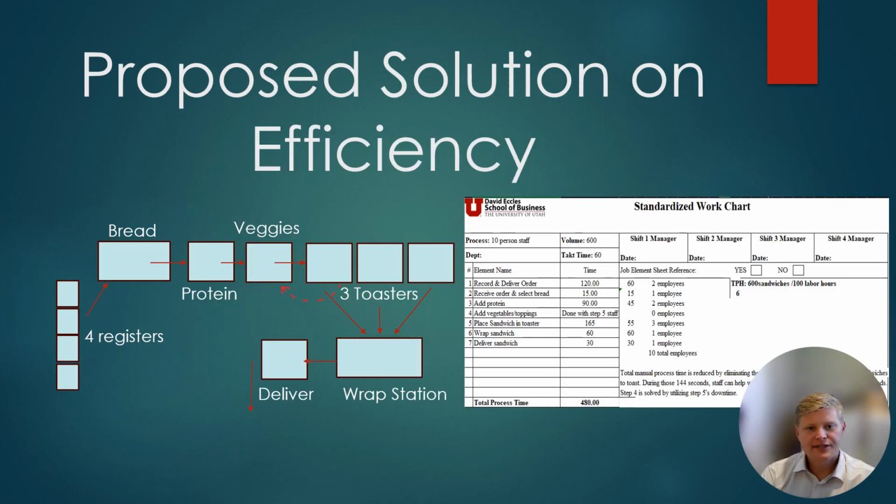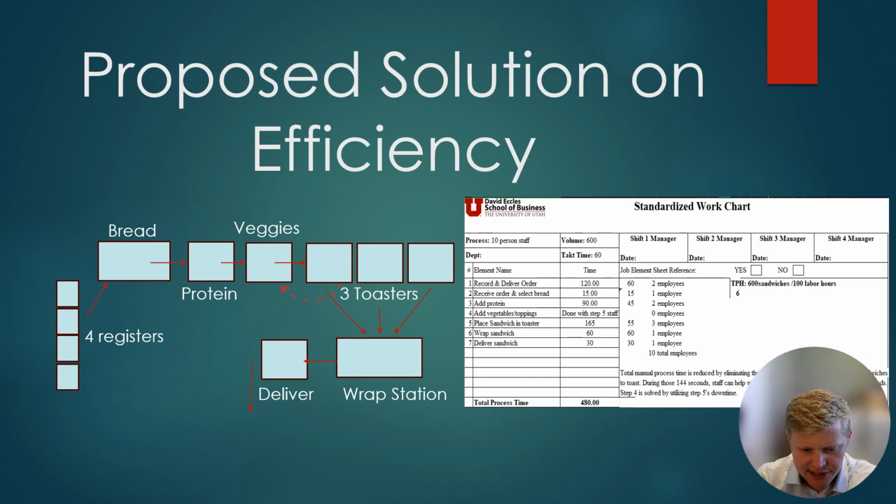We can eliminate waste from step 5, which was 144 seconds of waiting, and use that time in step 4, which takes 120 seconds of task time. And I just want to note that each task is equal or less than the takt time. For step 1, with 2 employees, it takes 60 seconds. Step 2 takes 15 seconds. Step 3, with 2 employees, takes 45 seconds.